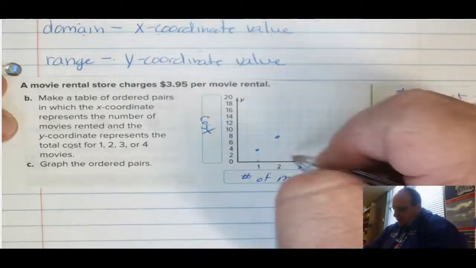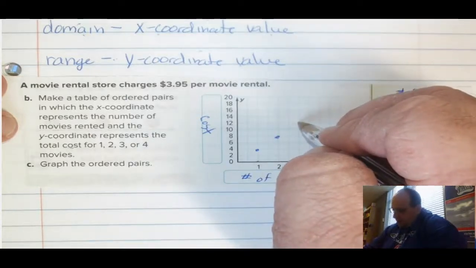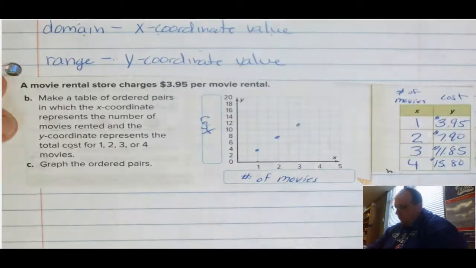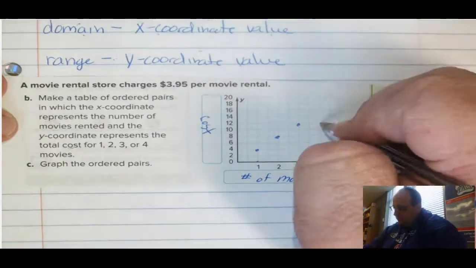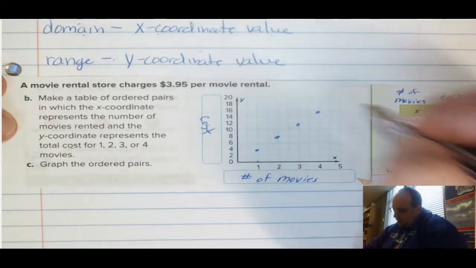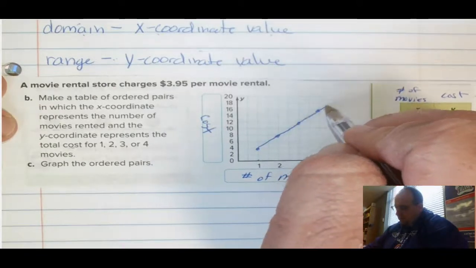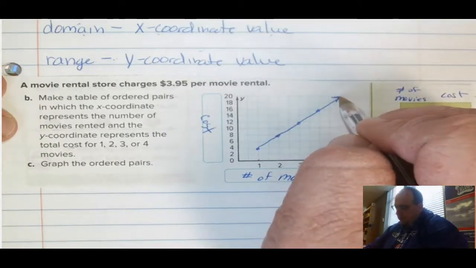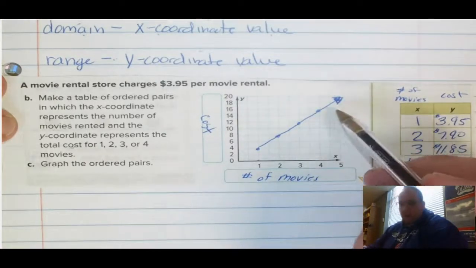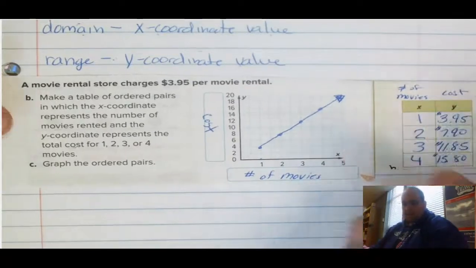3 is 11.85, which is just a little less than $12. So I'm going to go ahead and put it again just below the $12. And then 4 is 15.80, which is just a little less than $16. So I'm going to put it just below the $16. Okay. Notice if I connect these dots, unlike the examples in the previous videos on relations, these actually will make a nice linear line, which is a function. Okay. And again, we're going to get into that a little bit later. So good luck.